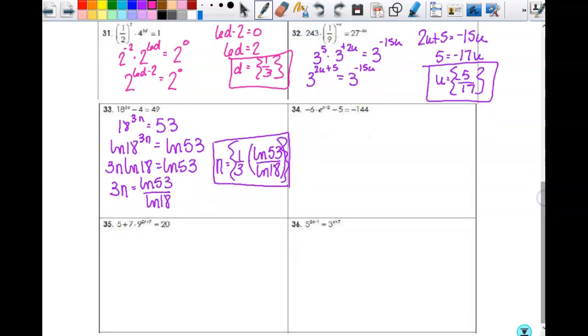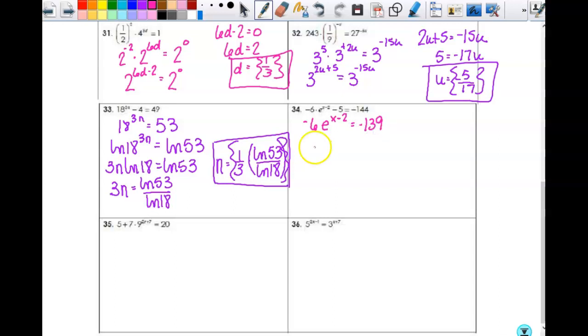So I can't start by dividing by 6. I've got to start by adding the 5, so I'll get negative 6 times e to the x minus 2 power, minus 2. Then I'm going to add 5 to both sides, so that equals negative 139.